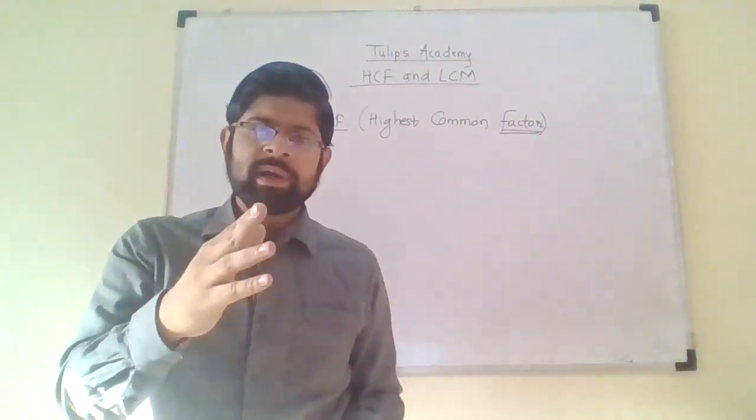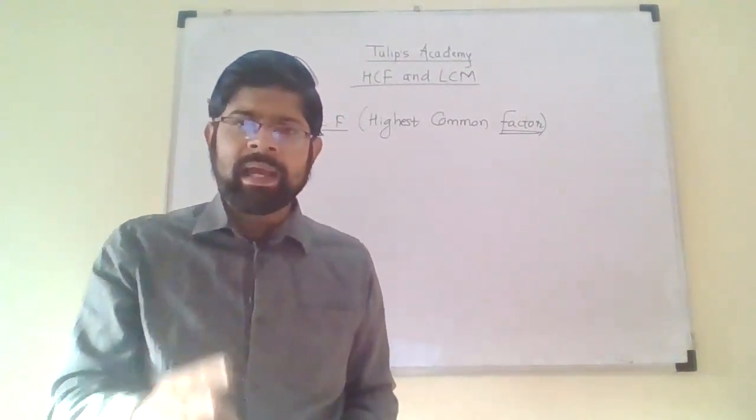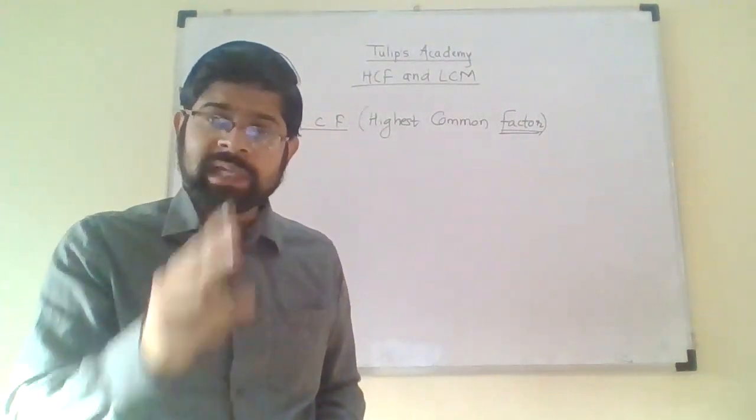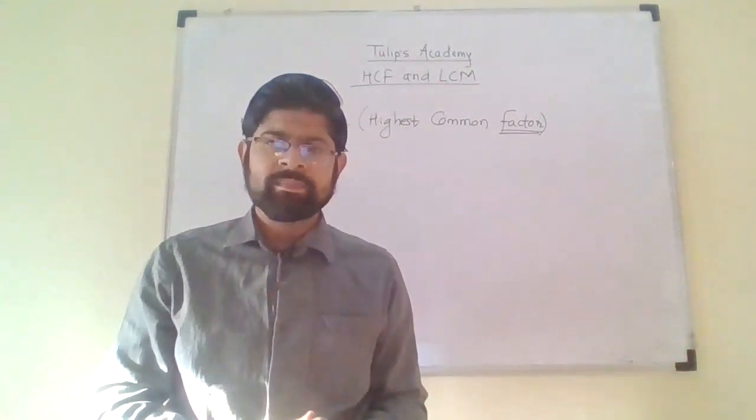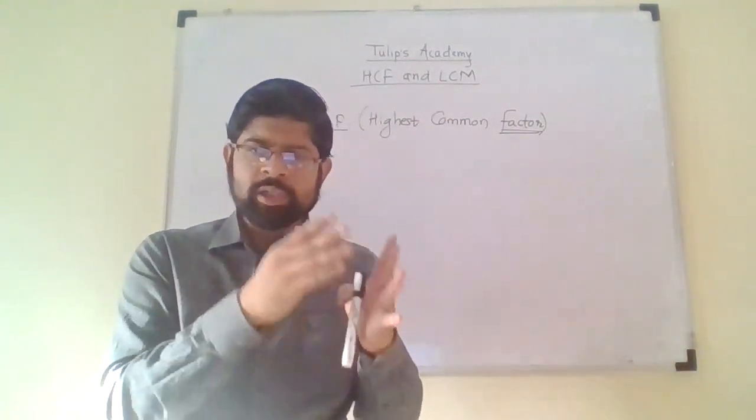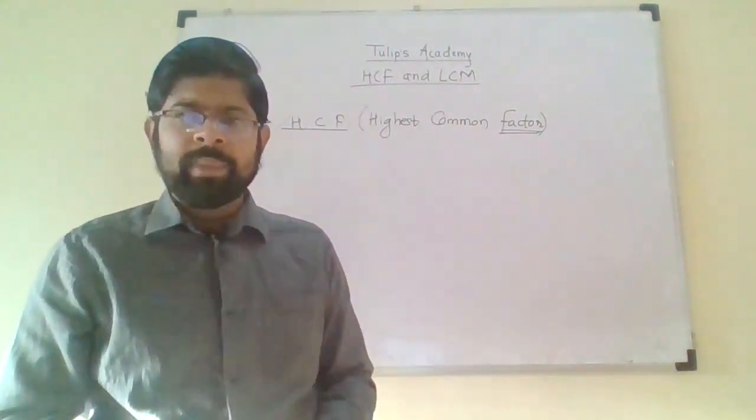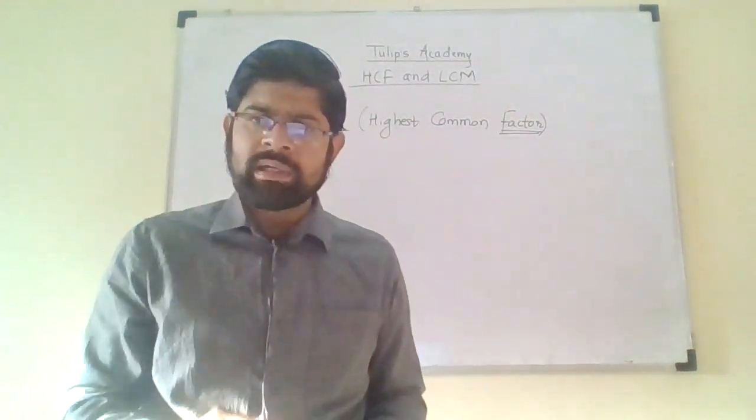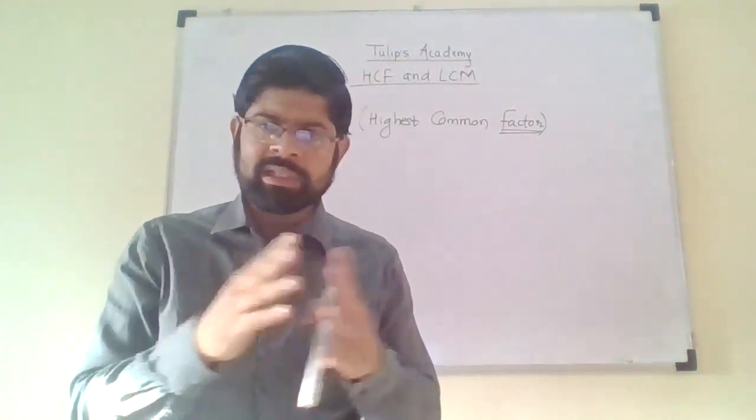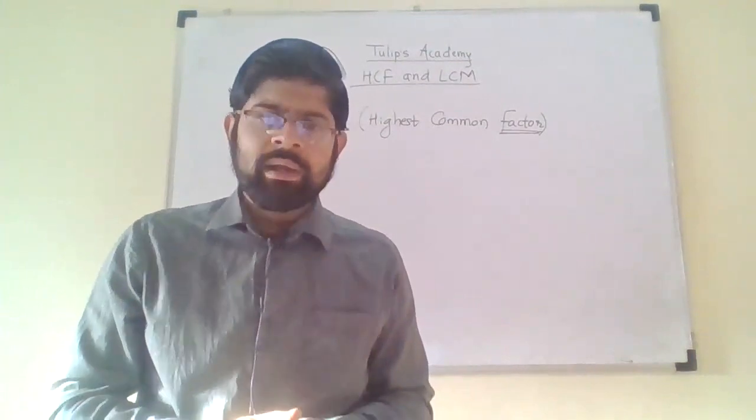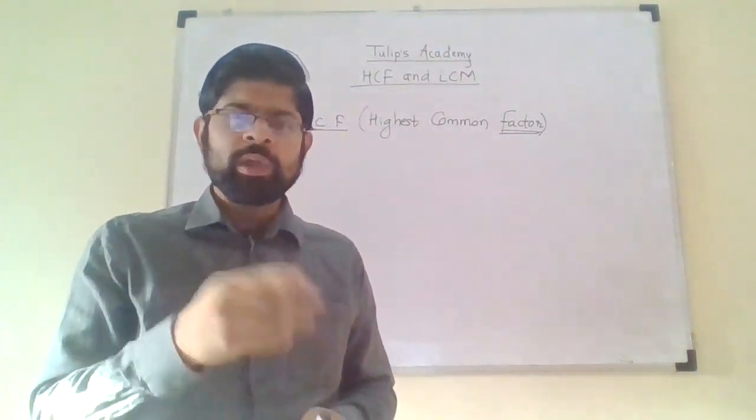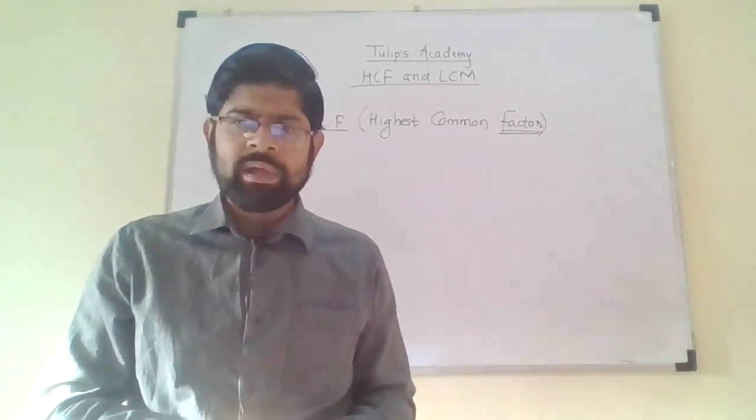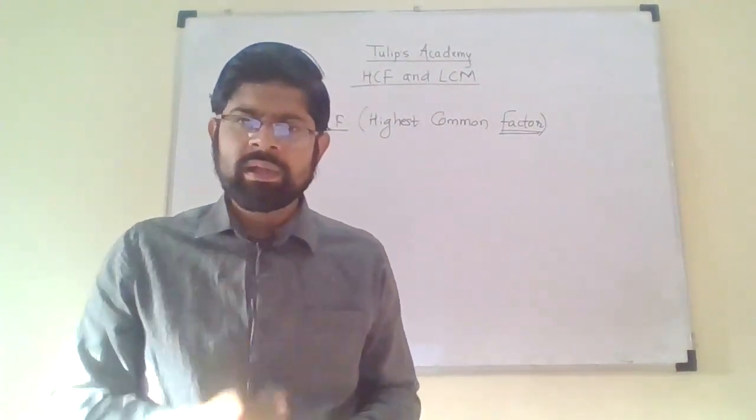So please remember, every number has at least 2 factors: 1 and that number itself. Then you know the definition of prime number and composite number. A prime number is a number which has only 2 factors, 1 and that number itself. No other factor is there in a prime number. A composite number is a number which has more than 2 factors. And you know that 1 is neither prime nor composite because 1 has only 1 factor, that is 1.